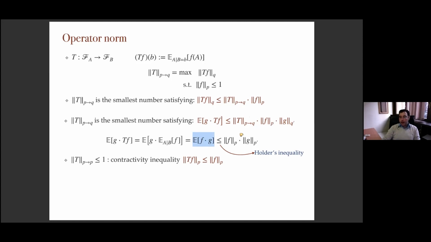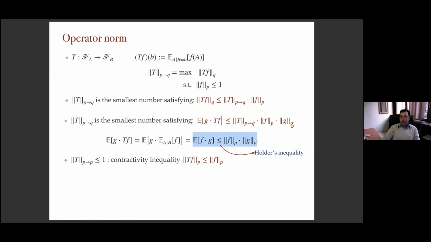On the other hand, we know by Holder's inequality that the expectation of Fg is at most the P norm of F times the P prime norm of G. This means that the P to P norm of T is at most 1. Just compare this inequality with this one.